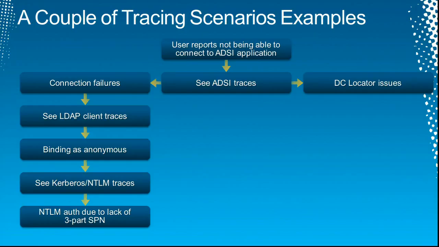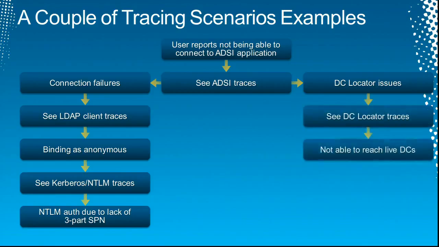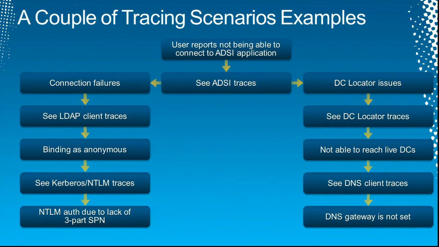Similarly, in a different case, you can see that ADSI is reporting DC locator issues. So you can go and set up DC locator traces, which will tell you, okay, I cannot reach any live DCs. And as in the example that we did at the beginning, you check and all the DCs are live and running. So then you go and set up DNS client traces, and you find out that there's just a misconfiguration on the DNS gateway, for example. So that's an example of how you can combine the different traces among different components to get to the root cause of an issue.